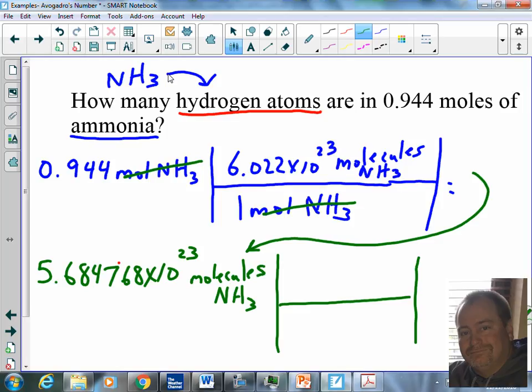What do I want to cancel? I want molecules of ammonia to cancel, right? So I'm going to put that on the bottom. Agreed? So, molecules of ammonia. Now, here's our conversion factor. If I have one molecule of ammonia, how many hydrogen atoms do I have? How many? 3. 3 atoms of hydrogen.